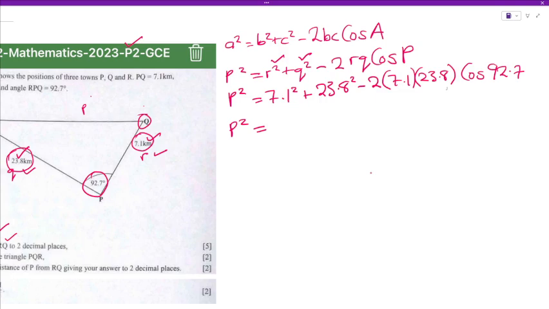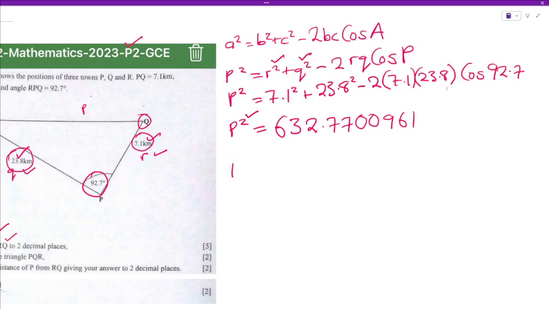Okay, let me just confirm that I've punched the correct values. You can't afford to make mistakes here. 7.1 squared plus 23.8 squared minus 2, open bracket, 7.1, close bracket, open bracket, 23.8, close bracket, cos 92.7. When I press equals, it gives me 632.7700961.